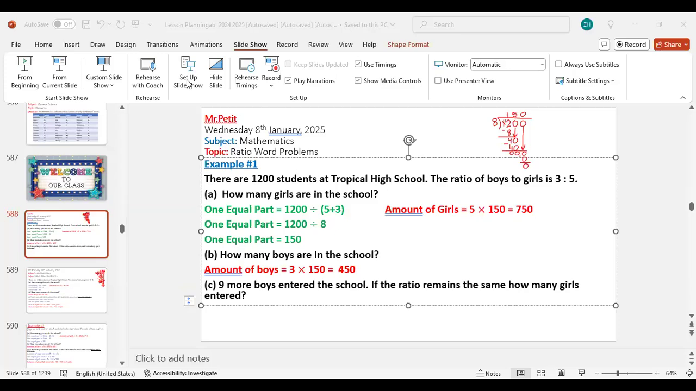Yeah, that's a very interesting way. Certainly not the way I would go about it, but it's true. It's true when you think about it. Because the ratio says for every 3 boys, there are what? 5 girls. That's literally what it says. So if 9 more boys entered, that's basically 3 times, right? So that means that you have to do 5 3 times, basically.